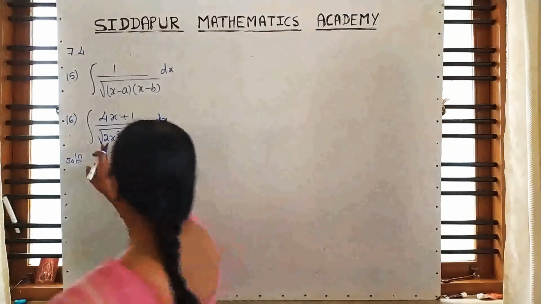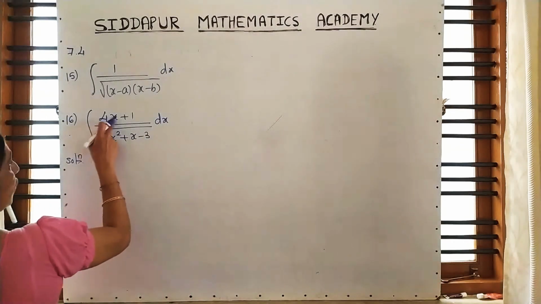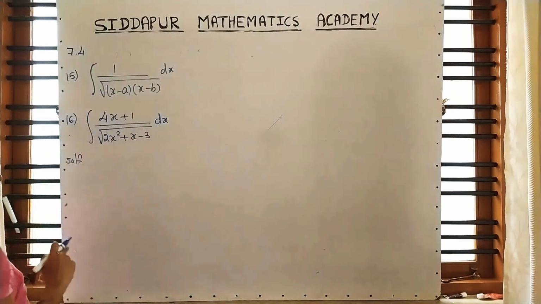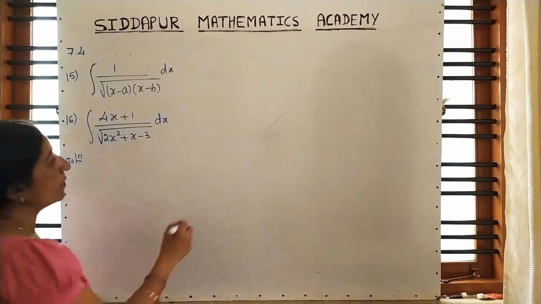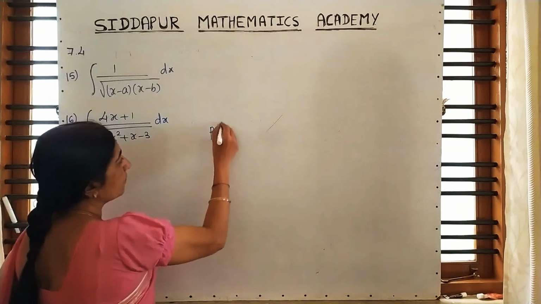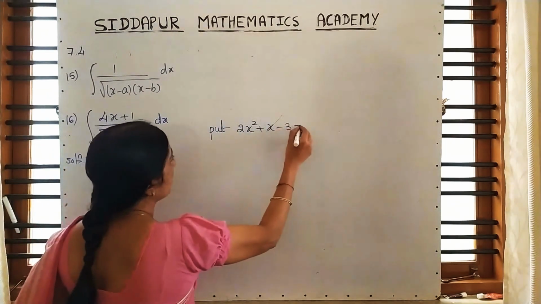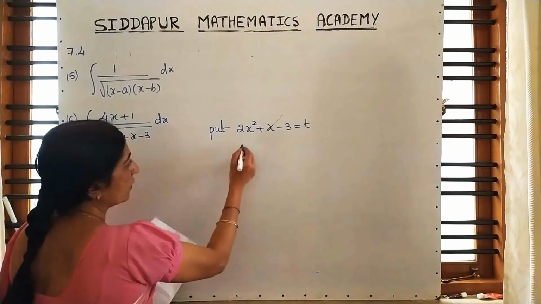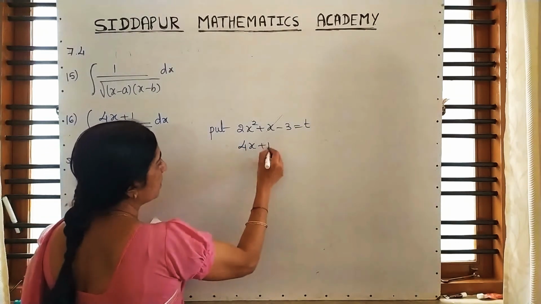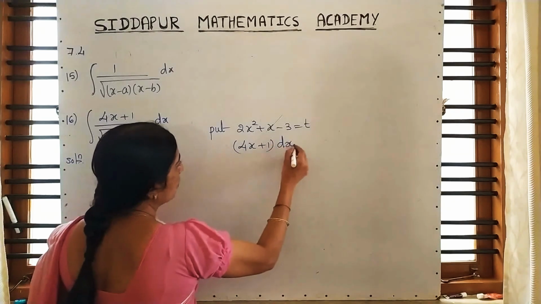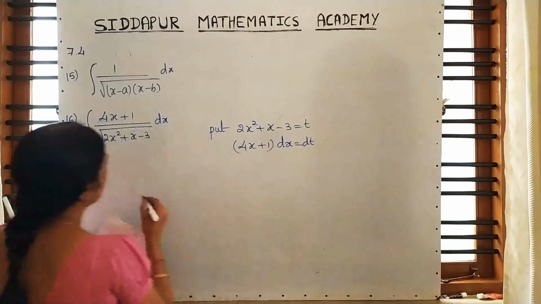See here, what is the differentiation of 2x²? 4x. Differentiation of x is 1. Does the differentiation of the denominator give the numerator? Yes. Put 2x² + x − 3 equal to t. Differentiate: (4x + 1) dx is dt.